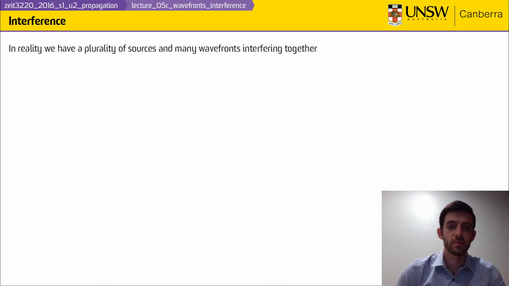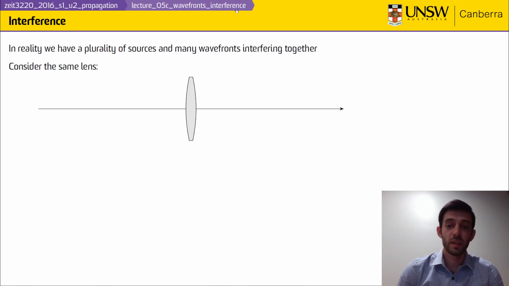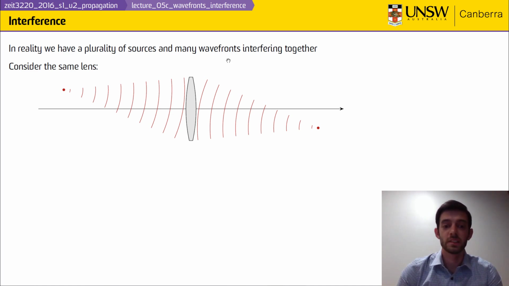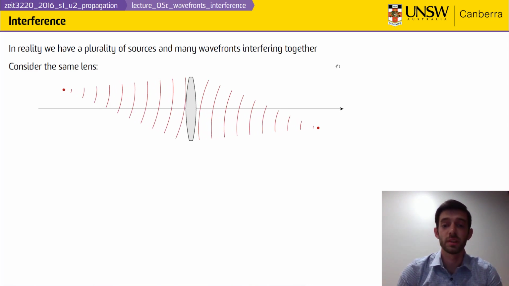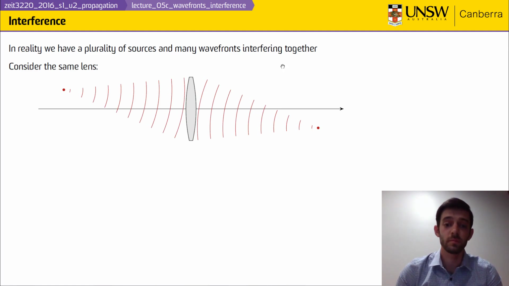In reality, of course, we have not just one star, but we have a plurality of sources, and each one of those sources produces multiple wavefronts that interfere together. And if we look in the context of the same lens, we can have one object slightly off axis, and those red lines once again show the maximal points of sine or cosine wave, and similarly it will convert one set of divergent spherical waves into another set of collapsing spherical waves.